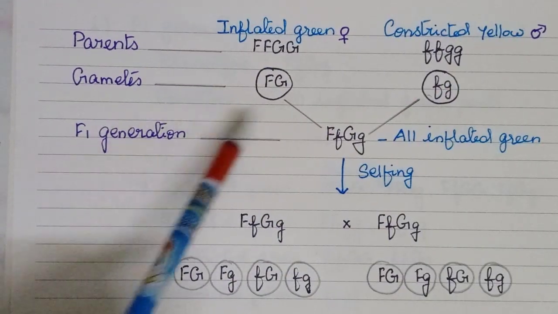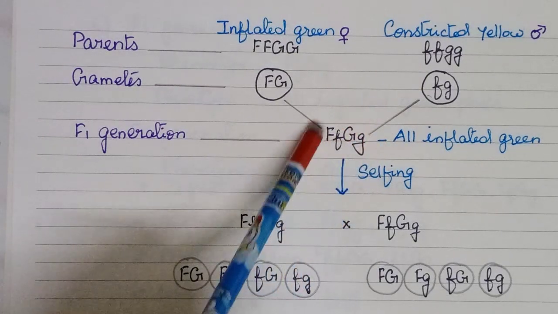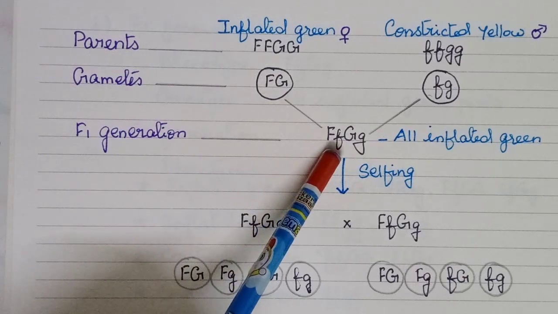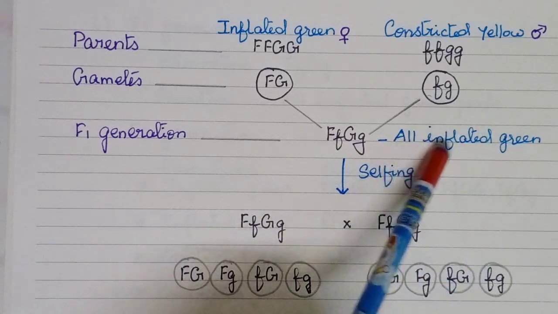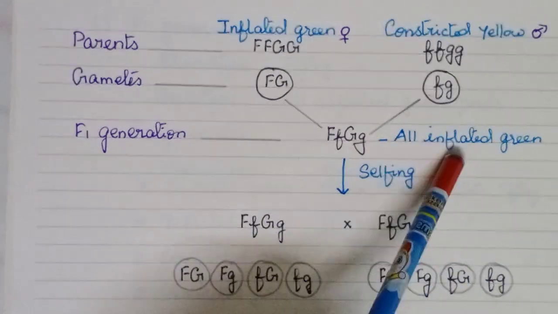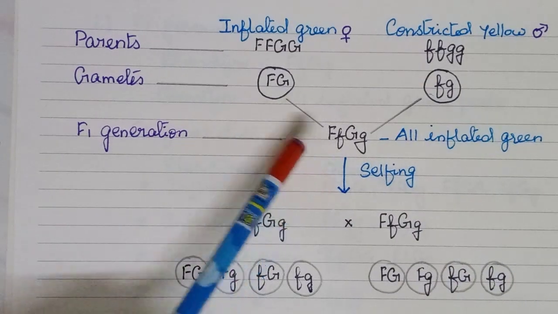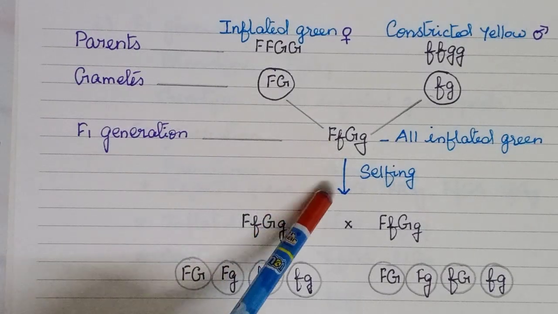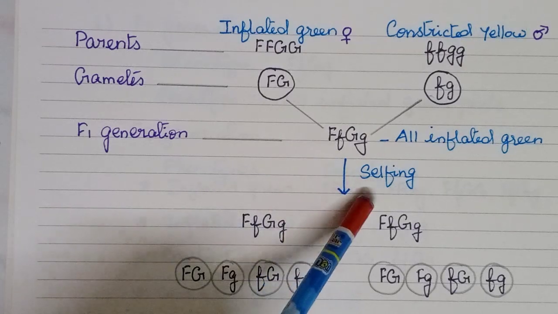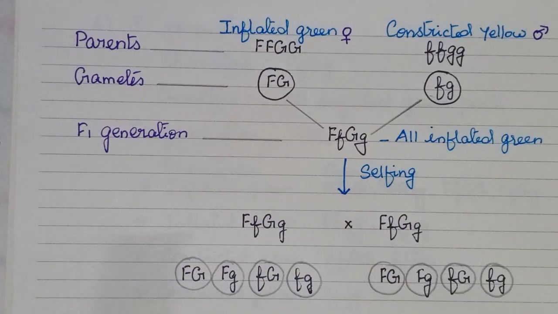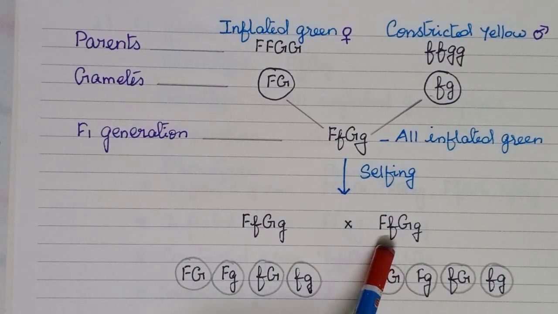In the F1 generation, during fertilization they combine and they have the genotype capital F, small f, capital G, small g. And here itself you mention the phenotype also. All inflated green pods. The next step is the F1 generation progeny are self-crossed. To mention that, you just draw an arrow mark and then you write selfing. To avoid confusion, once again you write this F1 genotype.